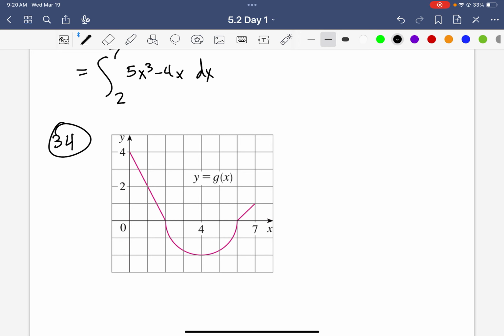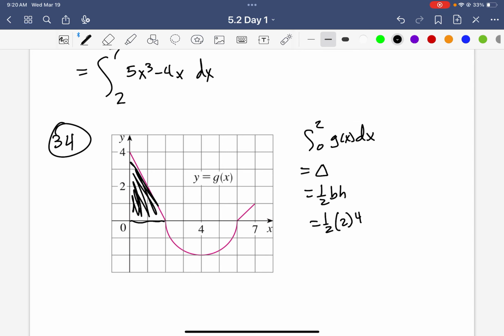So if I want to know what is the integral from 0 to 2 of g of x dx, that just means the area between the axis and the curve. So from 0 to 2 would be here, so the area under the curve would be this. That looks like it's a triangle, so it's 1/2 base times height. In this case, it's 1/2 the base of 2, height of 4, so it's going to be 4 square units.